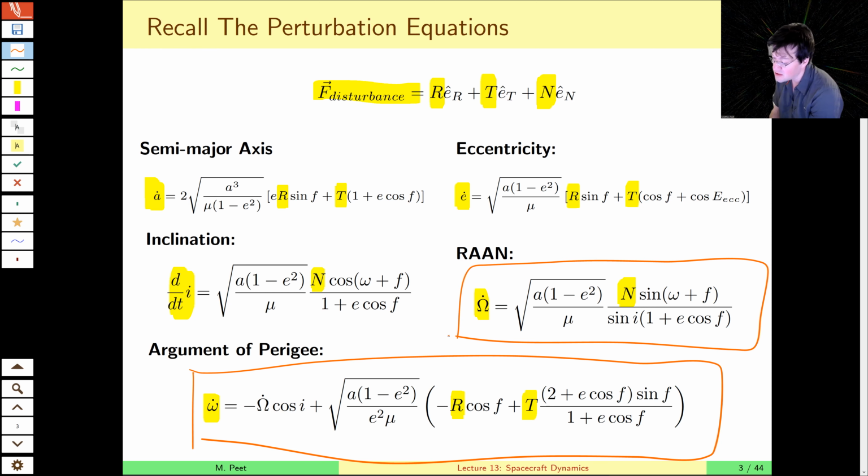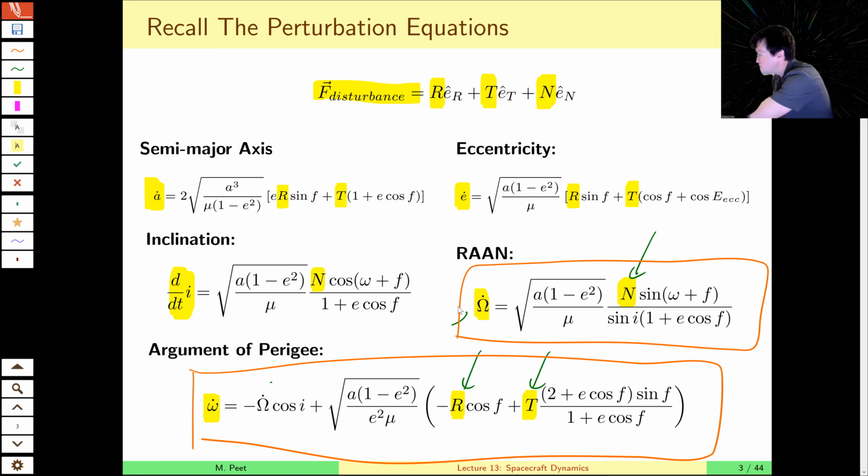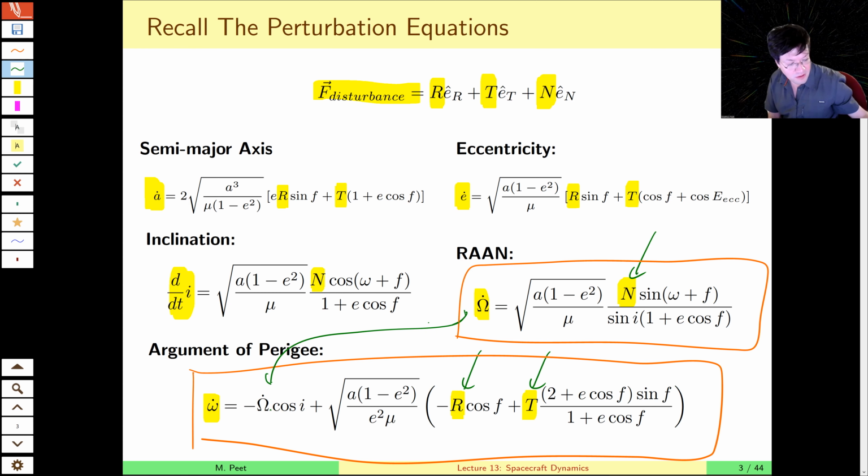Again, we'll be focusing mostly on argument of periapse in this lecture, and on right ascension, because those are the two orbital elements which are most affected by Earth oblateness. As you can see, however, you need to know all three of those perturbing forces, and it's a little bit complicated because the change in right ascension affects the argument of periapse. And we'll talk about that a little bit more later on.